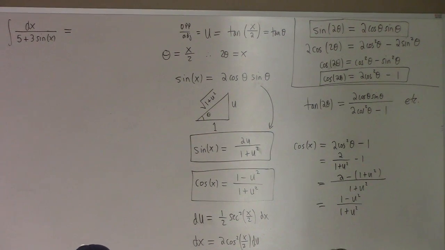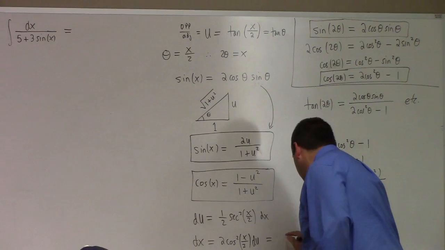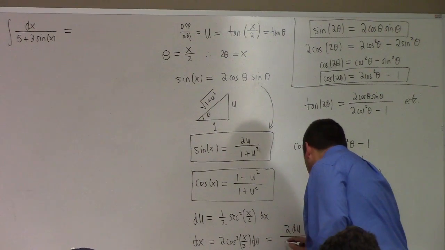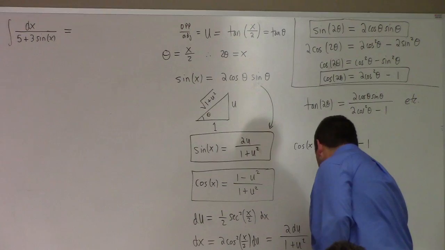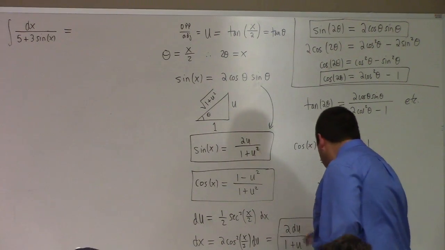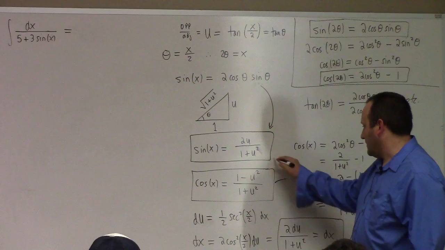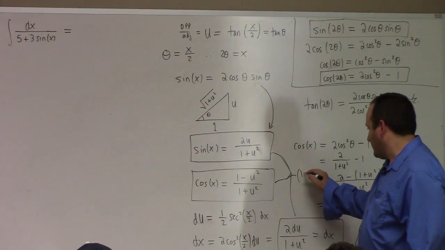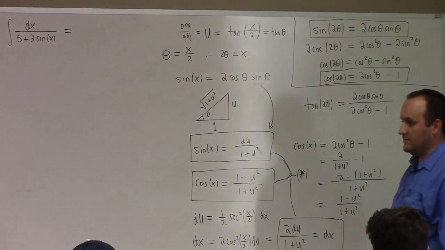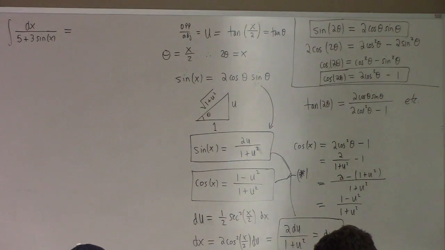But what is cosine squared theta? Cosine squared theta is just 1 over 1 plus u squared. So this is actually equal to 2 du over 1 plus u squared. So there you go. This trifecta of these three things together form the machine known as the Weierstrass substitution. We just have to go through this once. Now that we know it, we can apply it to other problems.